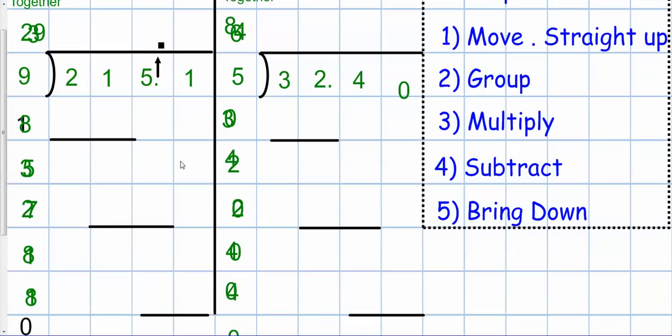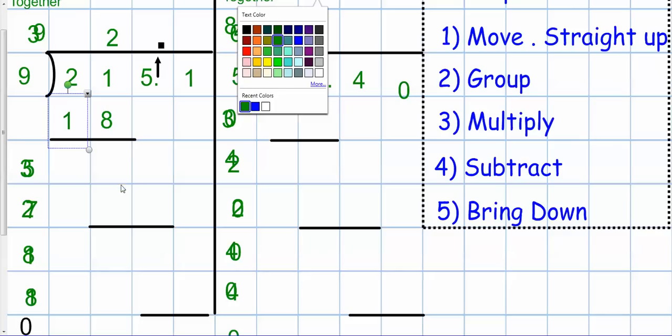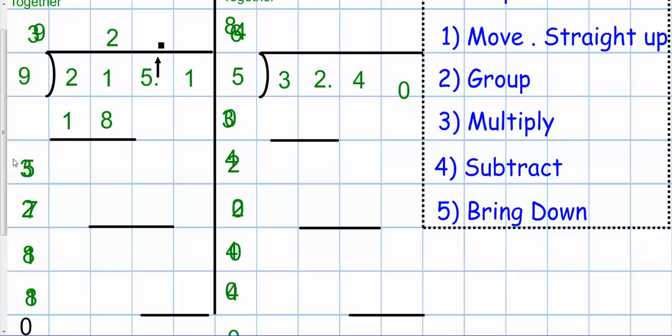So all I have to do now is divide. Normal steps of division. First step is group. If I count by nines until I pass 21, that's 2 groups. After I group, I multiply, and that's 18. 2 times 9 is 18. After I multiply, I subtract. 21 minus 18 is 3. Then after I subtract, I bring down the 5.